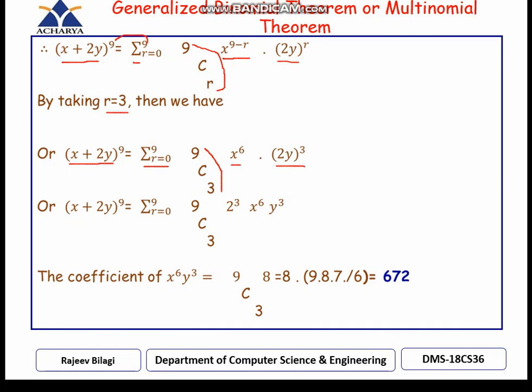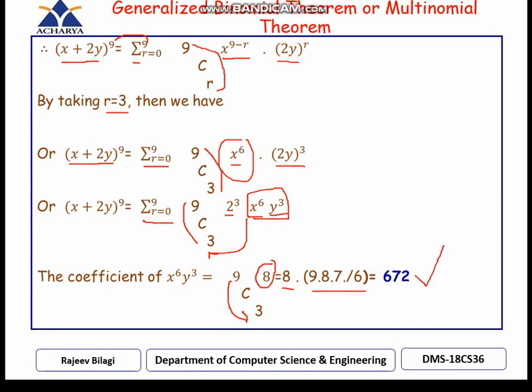Okay, if I select r is equal to 3, then we have x plus 2y to the power of 9, r is equal to 0 to 9, then 9C3, x to the power of 6, then 2y whole cube, that is 2 to the power of 3 into y to the power of 3. So the coefficient of this is the remaining part, that is 9C3 into 2 to the power of 3. So 2 to the power of 3 is 8, so 9C3 into 8, which is equal to, sorry, 672, which is your value. So now the coefficient of this is 672.